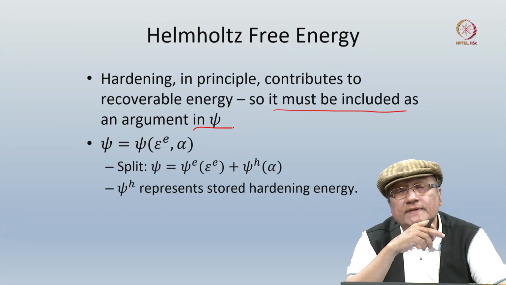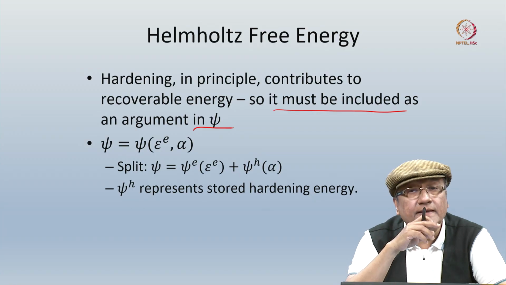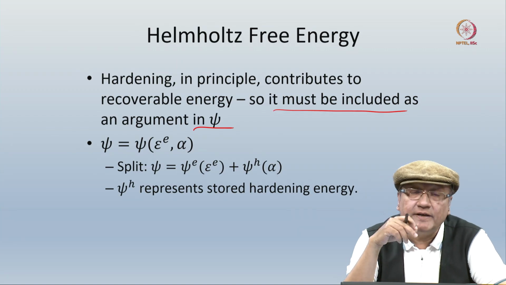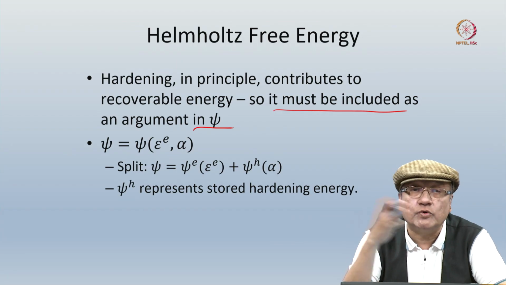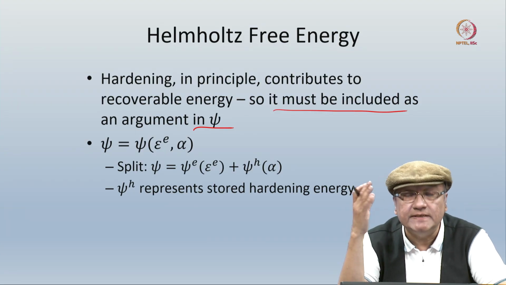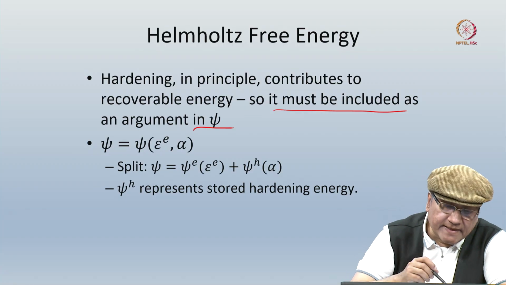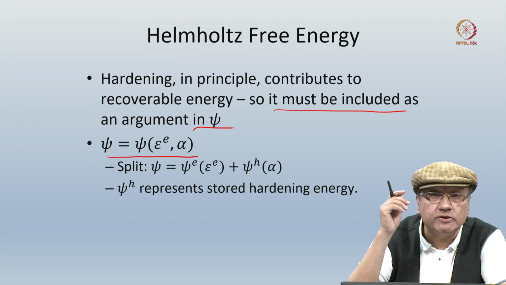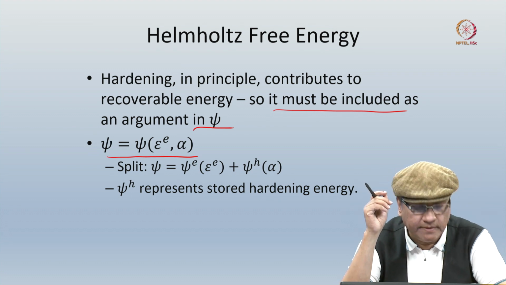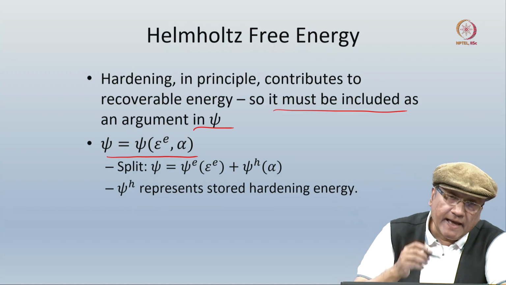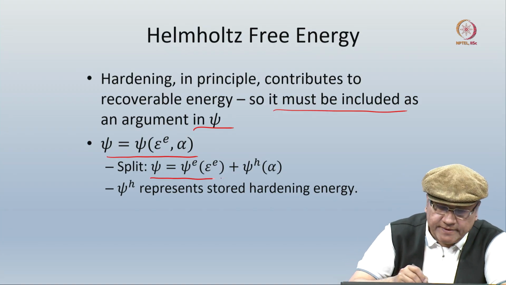Earlier in one of the lectures I said that psi cannot be a function of epsilon P in the context of perfect plasticity. That is because in perfect plasticity there is no storage of energy, the whole thing is dissipated and finally manifested in heating, right. But in this case alpha is not like that. So therefore I should consider psi to be a function of the elastic part of the strain and the hardening variable alpha, right, and then split this free energy into two parts.